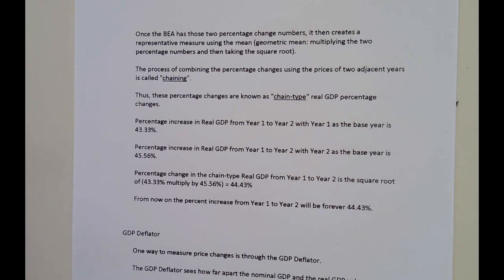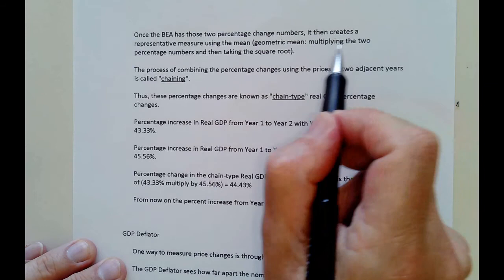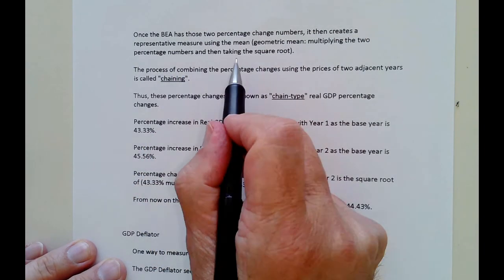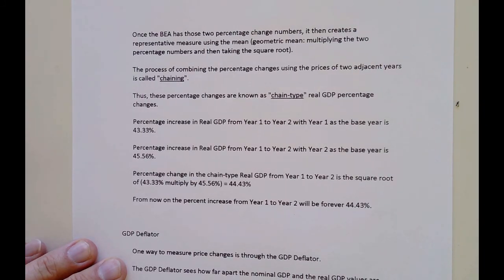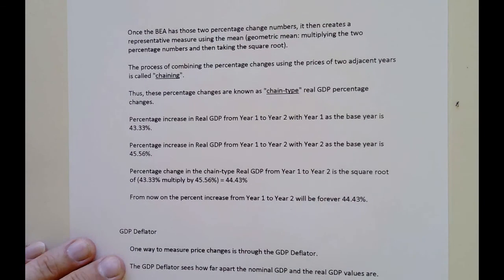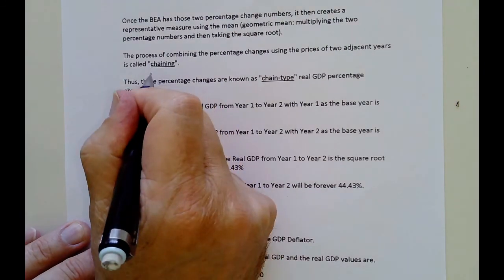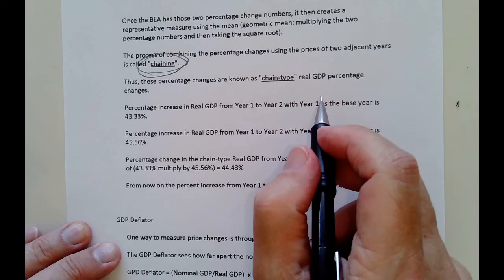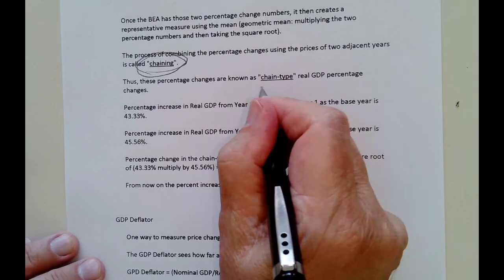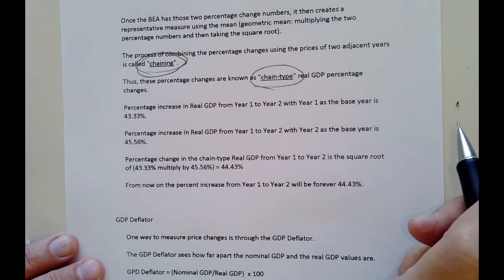And the average they take is called a geometric mean, which means they multiply the two percentage numbers together, and then you take the square root. Why is that a better way than simply taking a simple average? I'm not quite sure. The statisticians at the Bureau of Economic Analysis have a reason for that, and that's fine. This is just another way to take an average. And by doing this, they chain them together, and this is a process known as chaining. And so by taking the average, they have tied them both together as a chain. And so we call this a chain type of real GDP percent change.